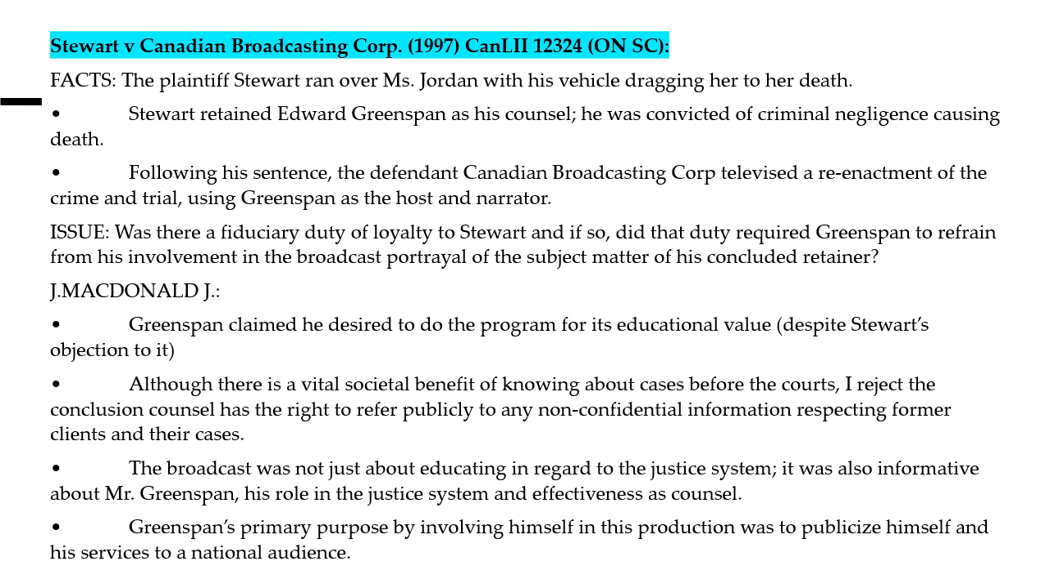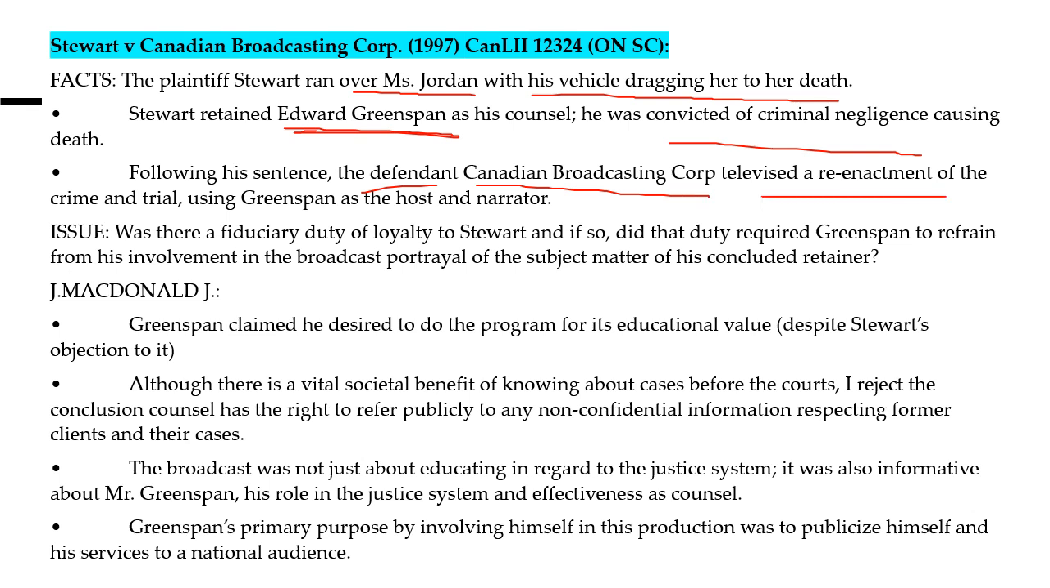Stewart versus Canadian Broadcasting Corporation. Plaintiff Stewart ran over Miss Jordan with his vehicle, dragging her to death. Stewart retained Edward Greenspan as his counsel, and was convicted of criminal negligence causing death. Following sentence, the defendant Canadian Broadcasting Corporation televised a reenactment of the crime and trial, using Greenspan as the host and narrator. So Stewart had Edward Greenspan as counsel. Later, the broadcasting corporation televised this whole incident on TV in the form of a show, and they used Greenspan as the host and narrator to tell the whole story.